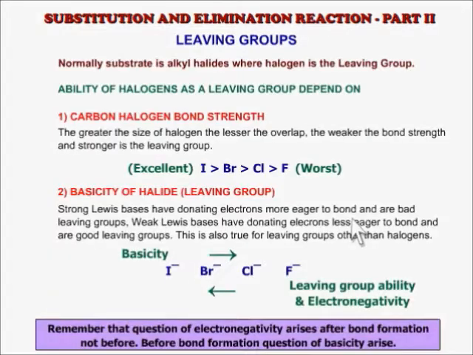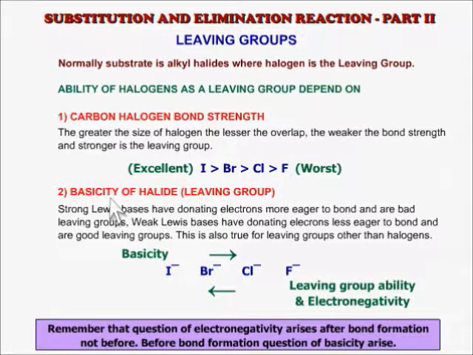Leaving groups. In substitution and elimination reactions, the substrate is normally an alkyl halide, where the halogen is the leaving group. How good the halogen is as a leaving group depends on, number one, carbon-halogen bond strength. The greater the size of the halogen, the lesser the overlap, the weaker the bond strength, and the stronger the leaving group. Number two, the basicity of the leaving group.